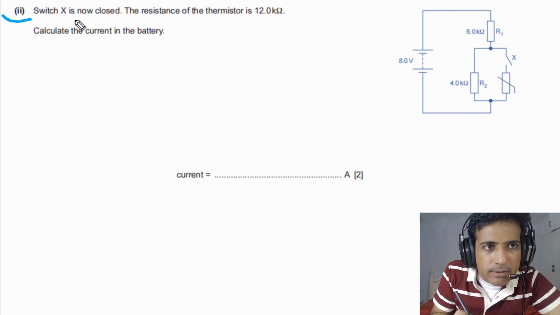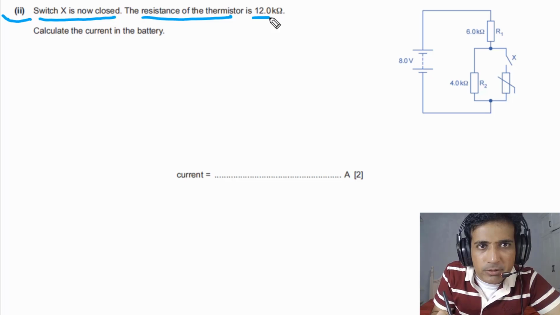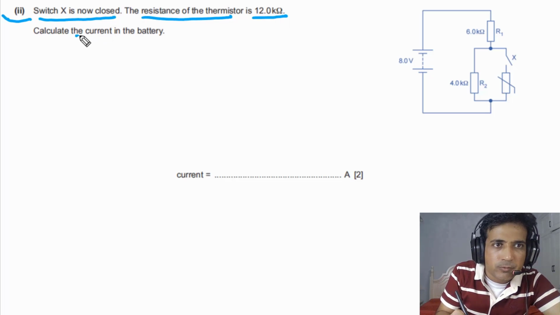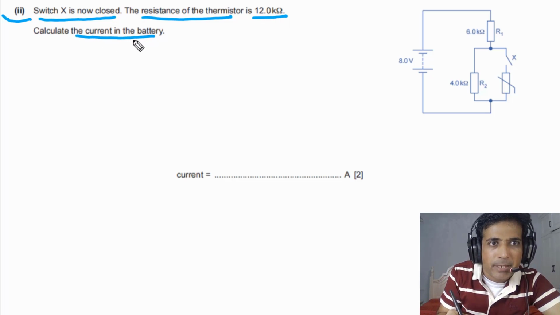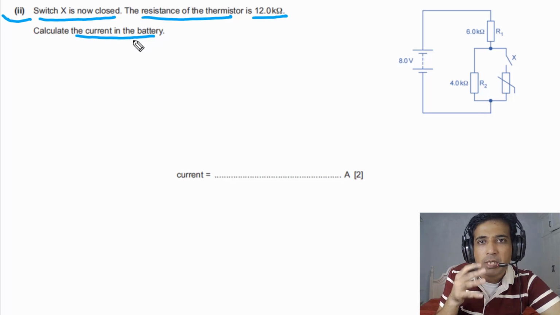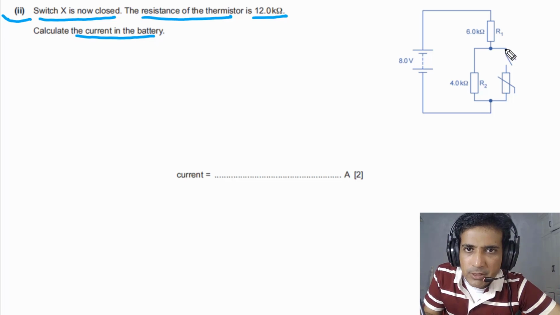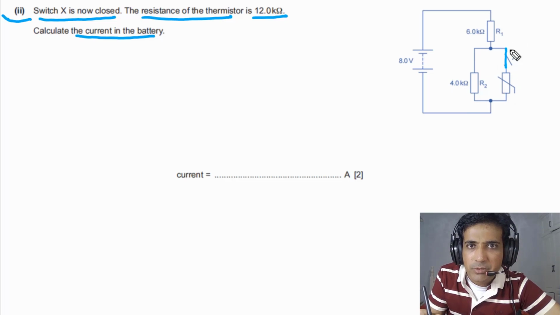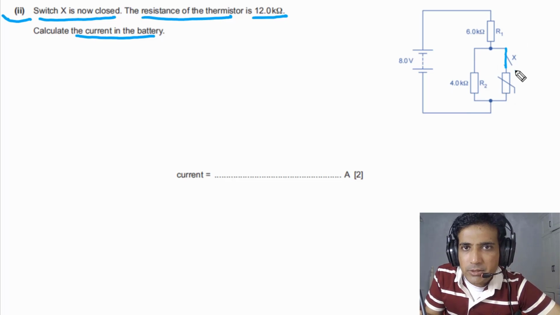For the second part, it is given to us that switch X is now closed. The resistance of the thermistor is 12.0 kilo ohms. We need to calculate the current in the battery, meaning we need to calculate the total current in the circuit. If you look at our circuit now, we have 3 resistors in this circuit. The resistance of the thermistor is given, equal to 12.0 kilo ohms.